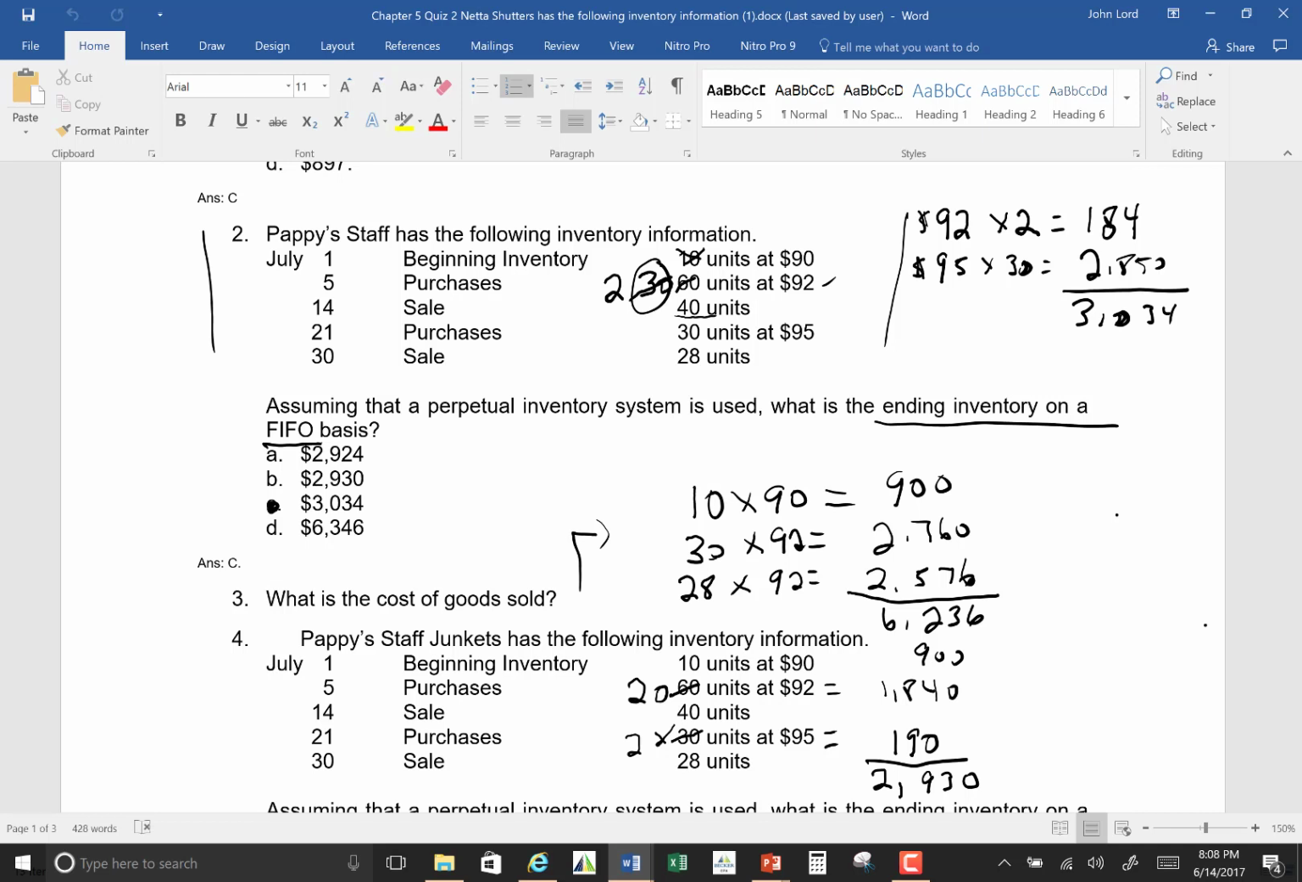Okay, good. Now, I just kind of threw this in. What is the cost of goods sold? The question didn't really contemplate that, but I just typed that in. What is the cost of goods sold now under FIFO? And so what happens? Well, we sold all 10 of these at 90. Then we sold all 30 of these at 92, right? And then we've already seen that we then sold 28 of these to only have 2 left. So you add that up, that's the cost of goods sold, right?